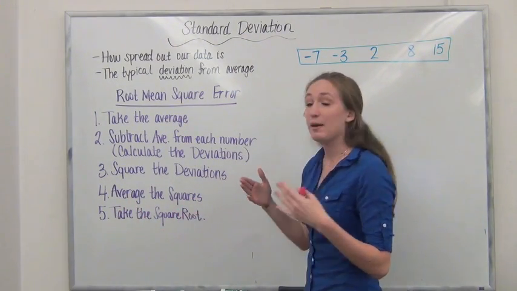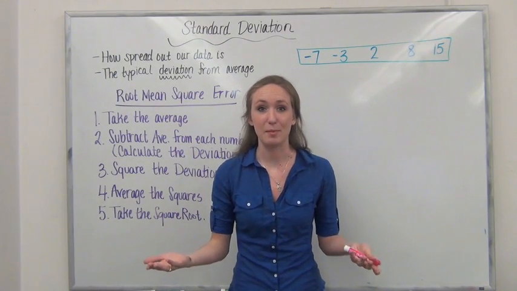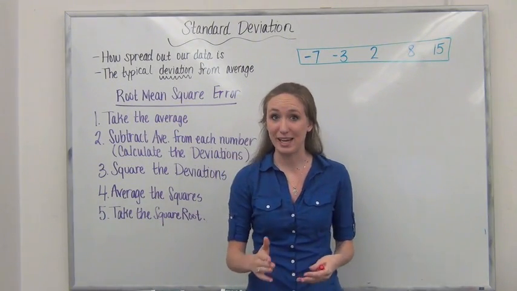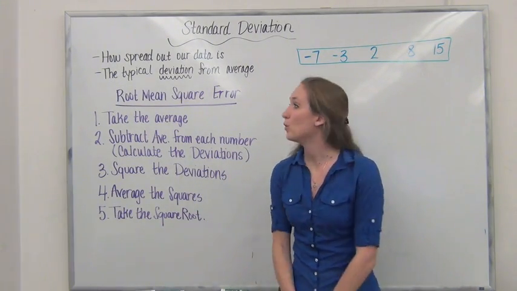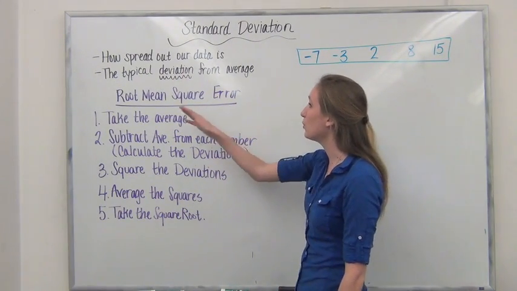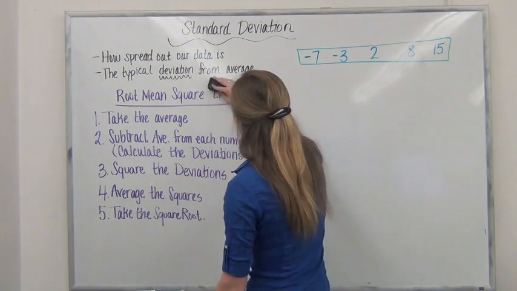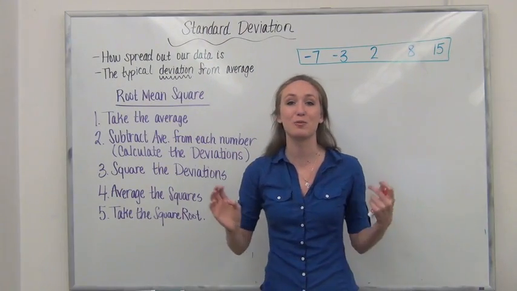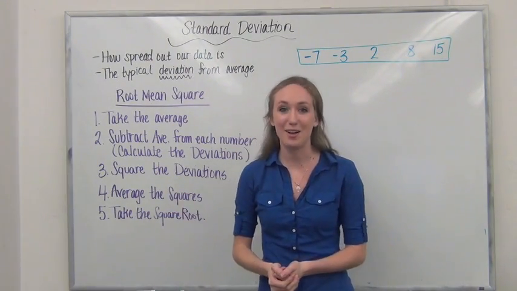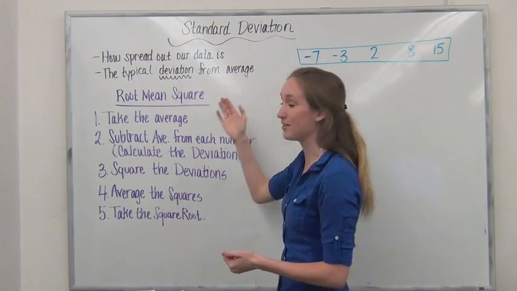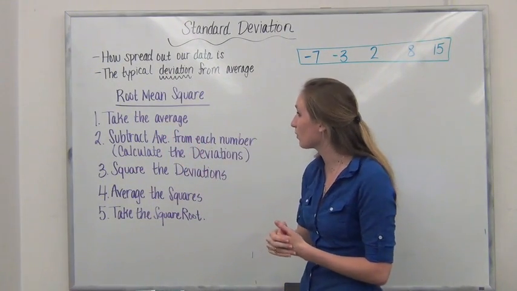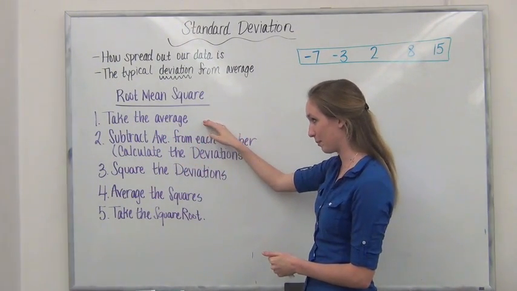So the way that we calculate the standard deviation, I'm sorry to say, it's a little bit more complicated than the average and the median. The way we calculate it is we find the root mean square. We take the root mean square of our list of numbers. So what that means is we're first going to take the average of our list of numbers.